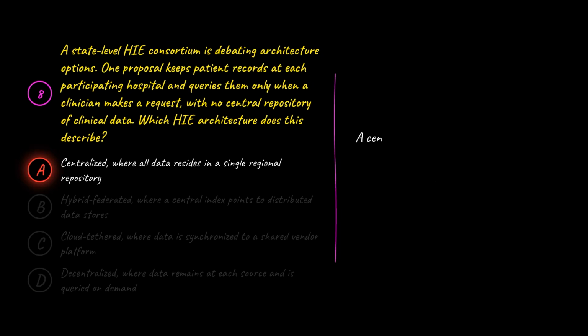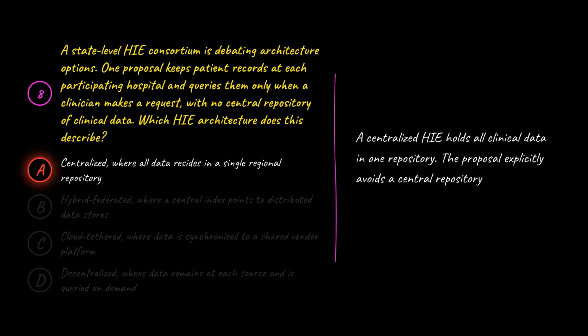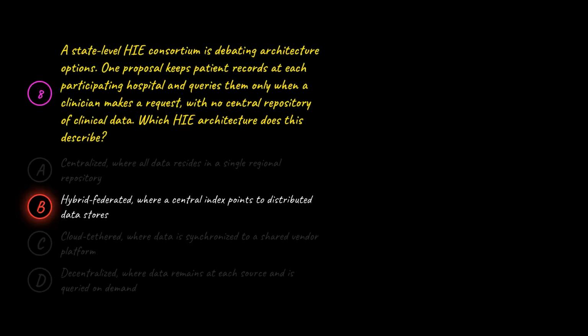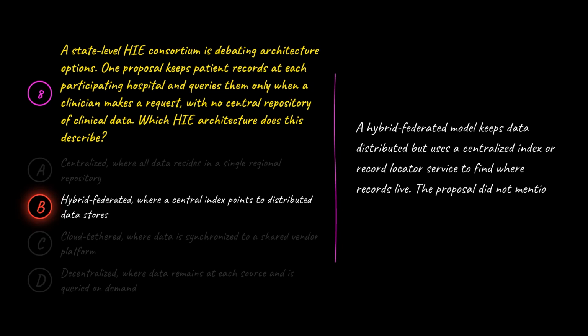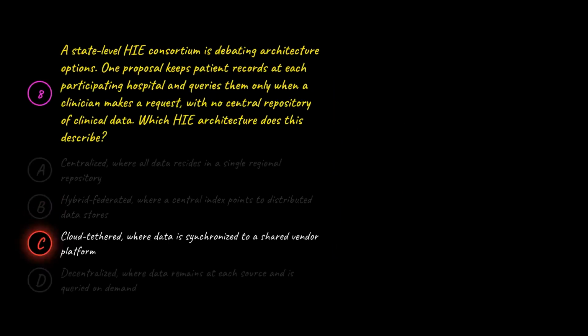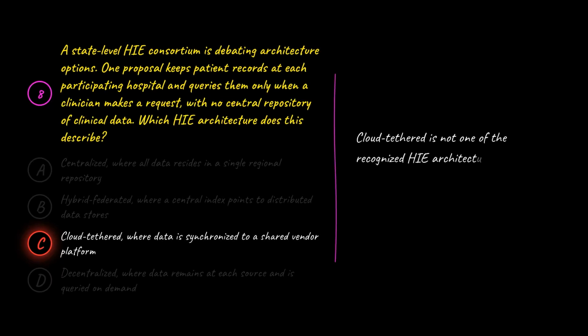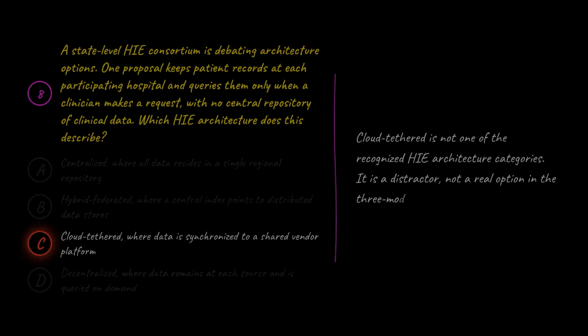A is wrong because a centralized HIE holds all clinical data in one repository. The proposal explicitly avoids a central repository, so centralized does not apply. B is wrong because a hybrid federated model keeps data distributed but uses a centralized index or record locator service to find where records live. The proposal did not mention any central index component. C is wrong because cloud tethered is not one of the recognized HIE architecture categories. It is a distractor, not a real option in the 3-model taxonomy.